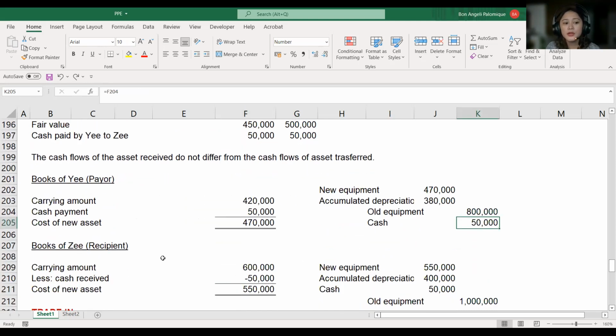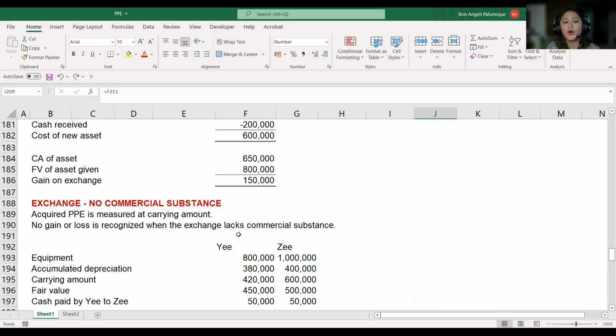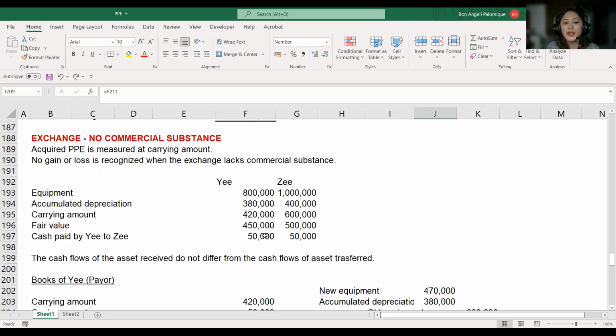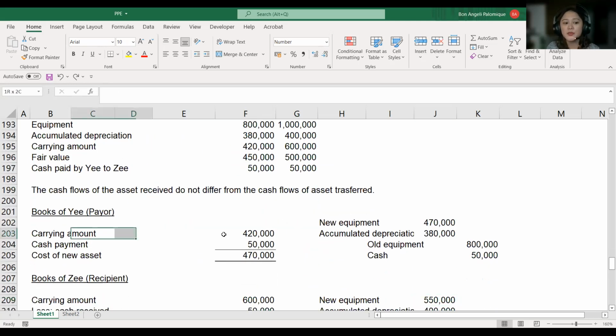Si Z, yung recipient ng cash, so carrying amount niya 600,000 minus yung kanyang na-receive. So ang cost ng asset niya is 550,000. So ganyan lang kapag walang commercial substance. Walang gain or loss, and ang basis mo is carrying amount. Yan. Medyo madami lang pero basic lang sila and kailangan lang i-practice yung more problems hanggang maalala mo, okay, ganito yung rule, ganito yung rule.